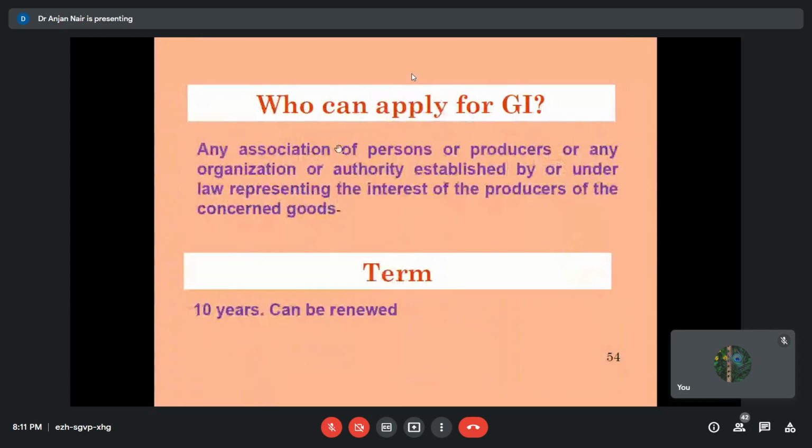Again, who can apply: any association of persons or producers, or any organization or authority established by or under the law representing the interests of the producers of the concerned goods. They can apply for GI. So not just one person, even a group of people, maybe a family or non-family organization. But they have to say that we have been doing this for so many years, more than centuries, our ancestors or this group of people, and you can protect that. The term is 10 years and can be renewed automatically after every 10 years.